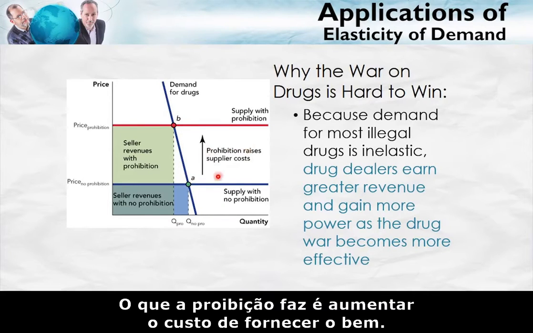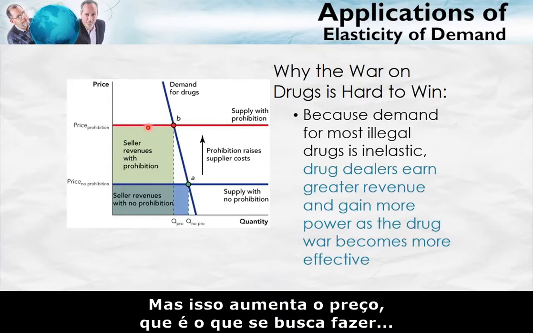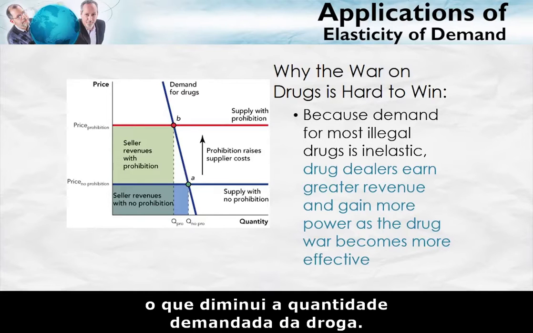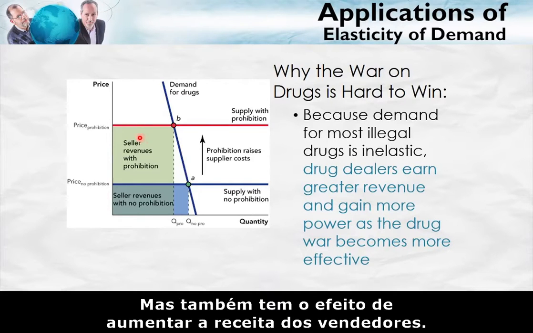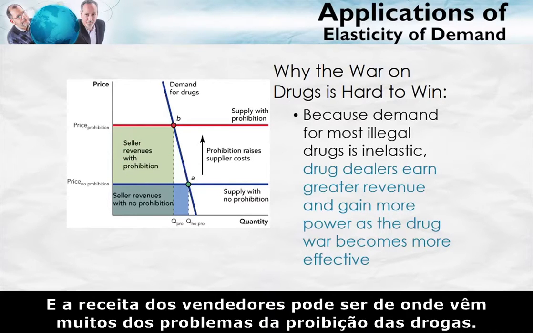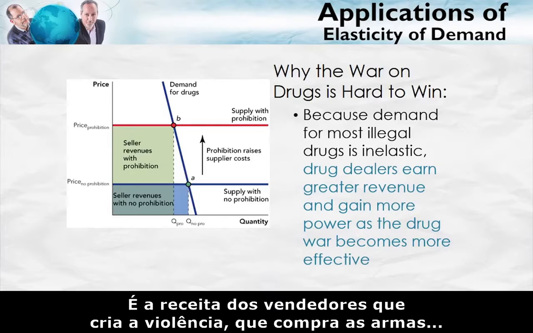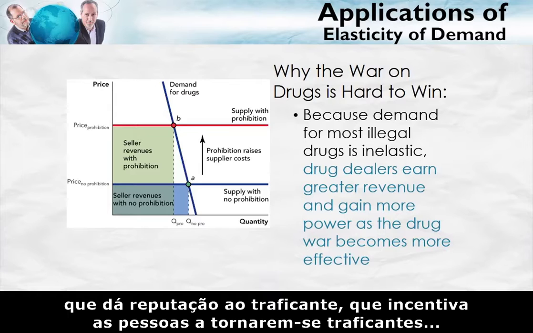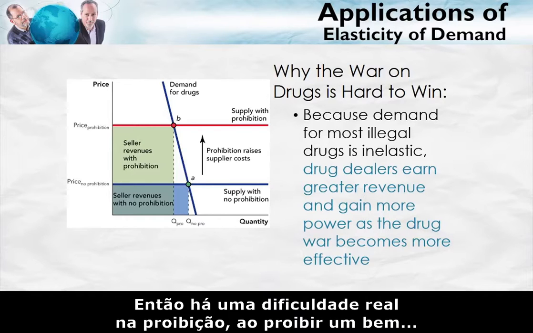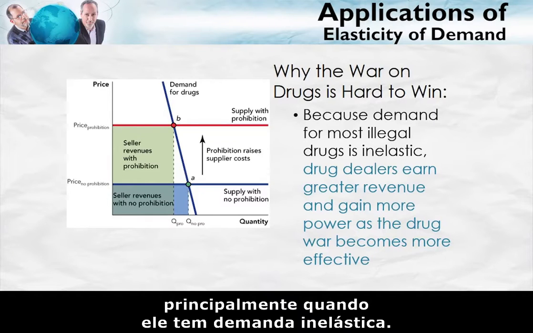What prohibition does is it raises the cost of supplying the good, but that raises the price, which is what it's supposed to do, and that does reduce the quantity demanded of the drug, but it also has the effect of increasing seller revenues. And seller revenues may be where many of the problems of drug prohibition come from. It's the seller revenues which drive the violence, which drive the guns, which make it look good to be a drug dealer, which encourage people to become drug dealers, and so forth. So there's a real difficulty with prohibiting a good, especially when it has an inelastic demand.